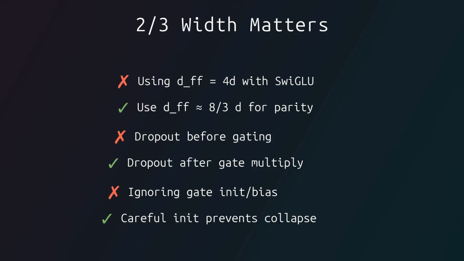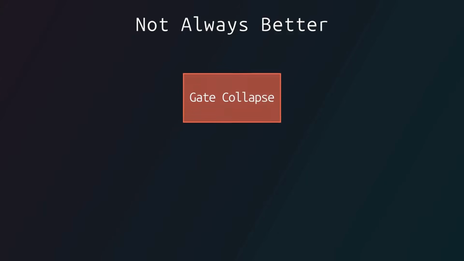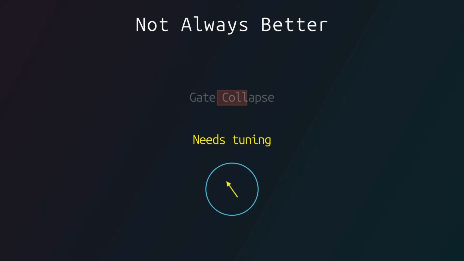Third, initialize the gate bias carefully. If it collapses to 0, you lose the gating benefit entirely. These details matter. SwiGLU isn't a magic bullet. Gate collapse can happen if initialization or learning rate is off. Small models or non-language tasks sometimes see minimal gains.